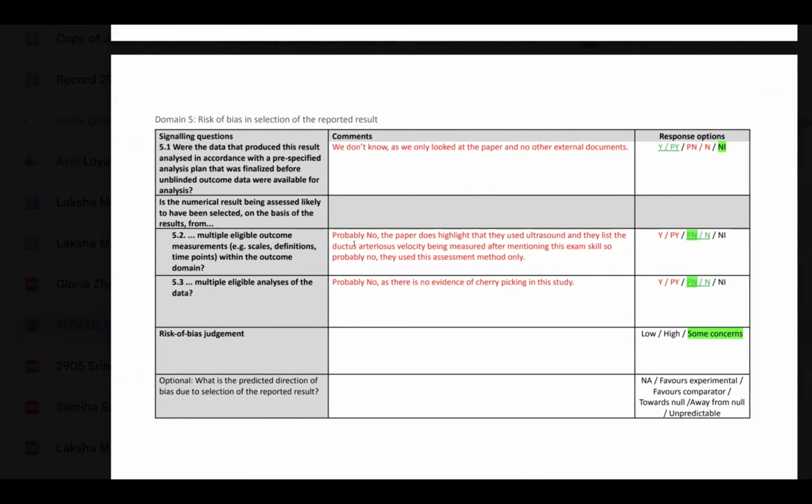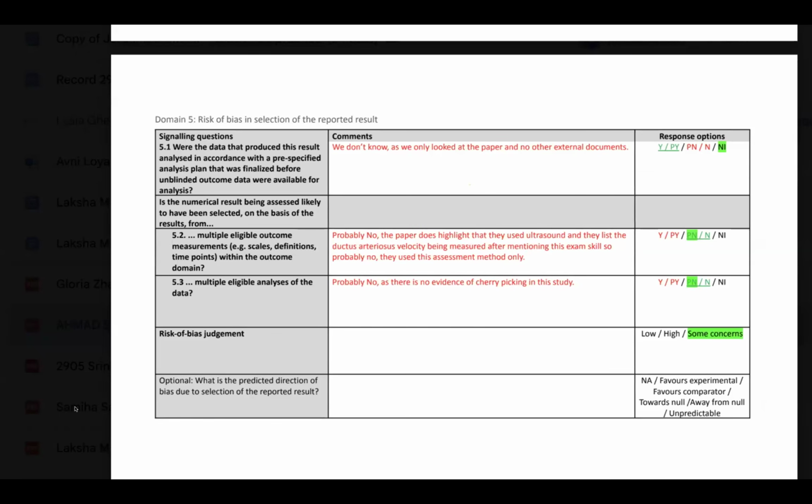Yeah. Okay. 5.2, he said probably no because the paper does highlight that they use ultrasound and they list the ductus arteriosus velocity being measured after mentioning this exam skill, so probably no. They use this assessment method only. I think we concluded with NI because we can't confirm without the trial protocol or SAP.